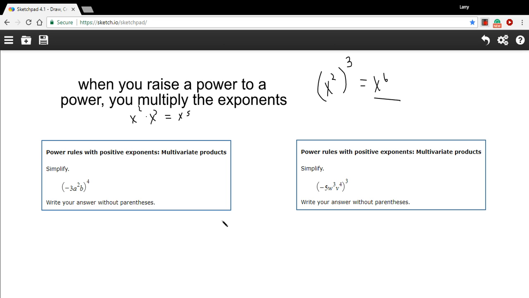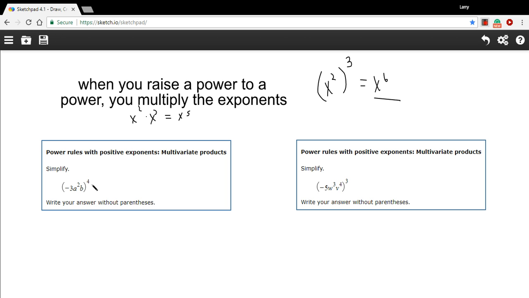So let's try this rule in a couple of problems here. These are a little bit more complex than the example here because I've got a -3, I've got an a squared, I've got a b. We're going to raise each of those things to the fourth power one at a time and then put them all back together. The first thing to notice is that this is an even power, so our answer is going to be positive. So I can just forget about this negative sign.